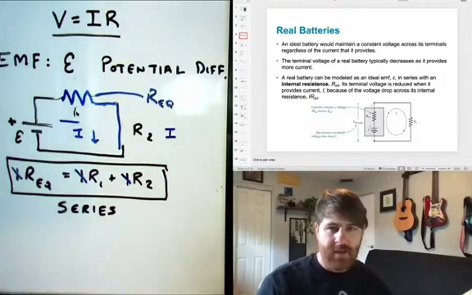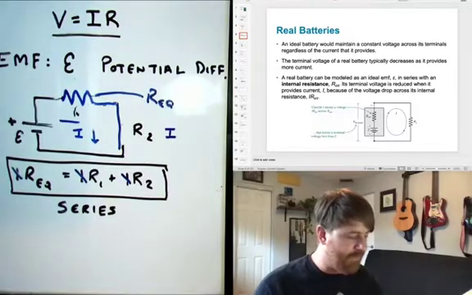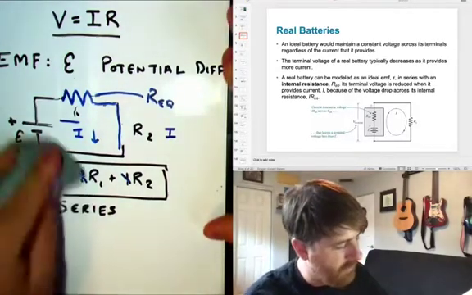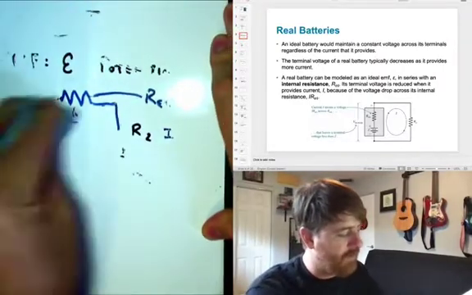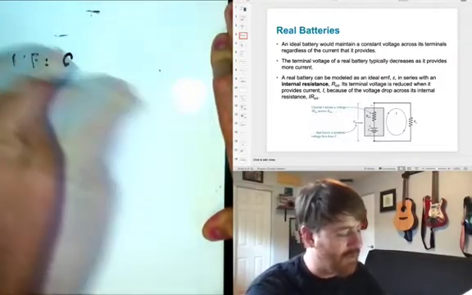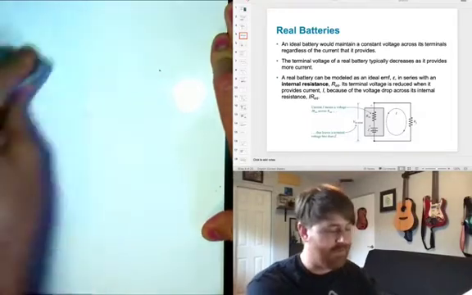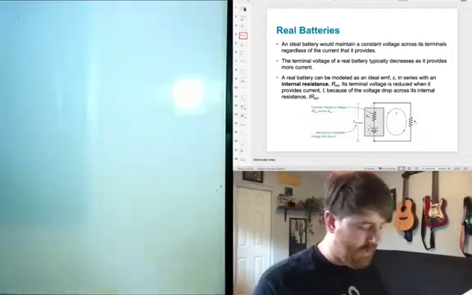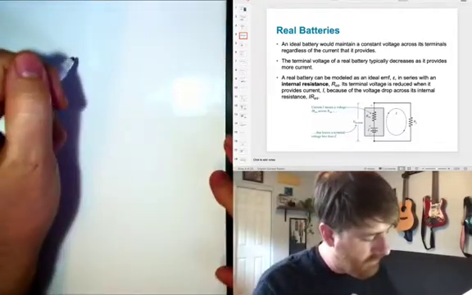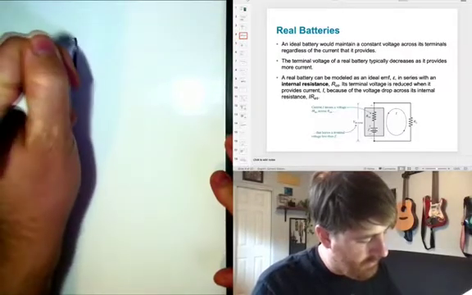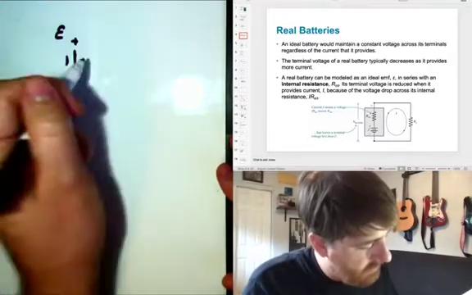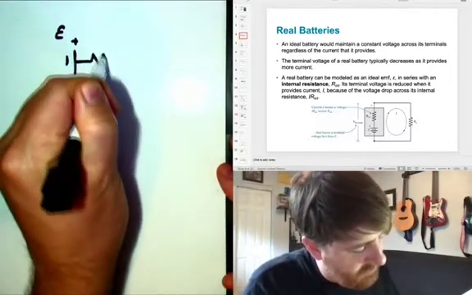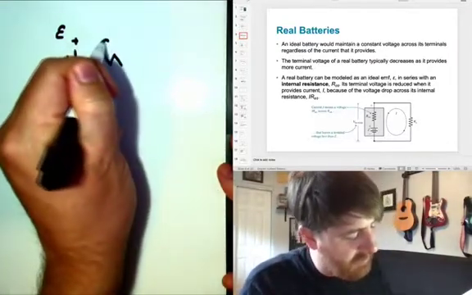Okay, let's look at a real battery now. What is a real battery? A real battery is not only a source of EMF, but a real battery has its own internal resistance. So I can draw a real battery as, here's my source of EMF, and then there's some resistor here, and I'll call that little r.